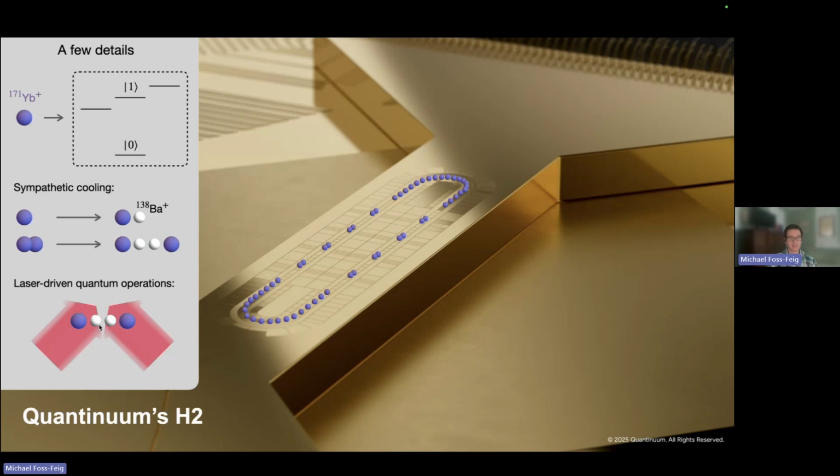And then the final thing is all of our operations, all quantum operations, so that includes state preparation, measurement of the qubits, applying 2-qubit or single qubit gates. All of these things are done by addressing with lasers that skim over the surface of this trap.